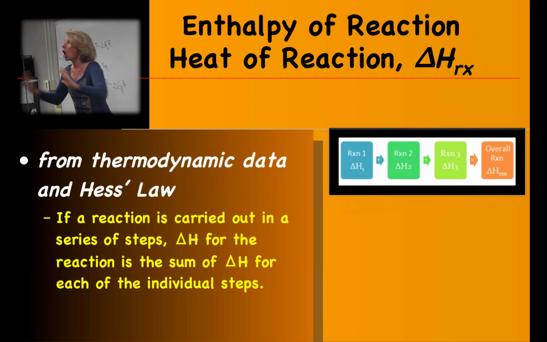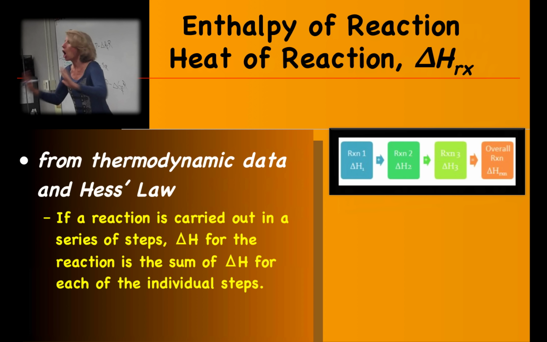The next method involves using Hess's law. Hess's law states that if a reaction is carried out in a series of steps, the delta H for the reaction is the sum of the individual delta H's for each of the steps.